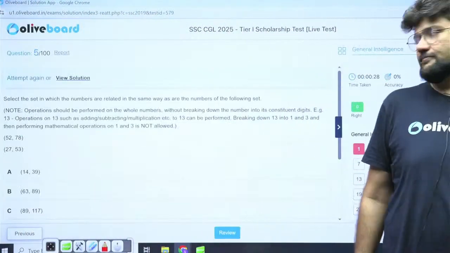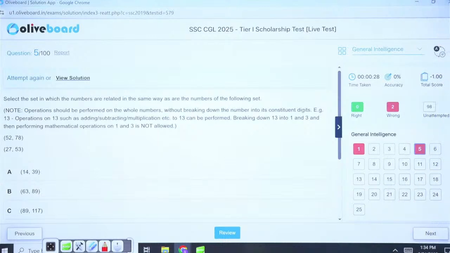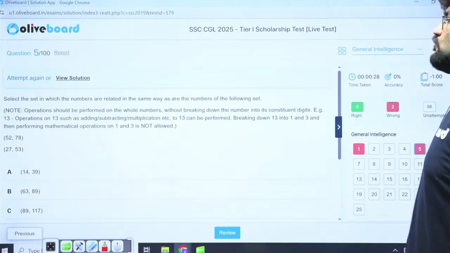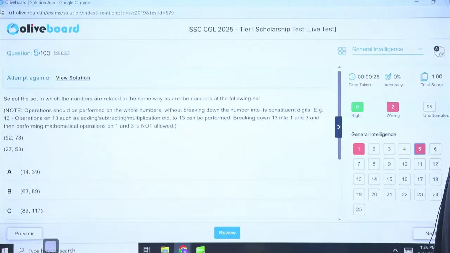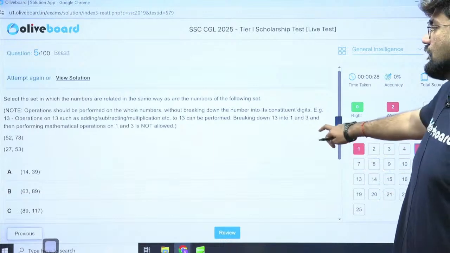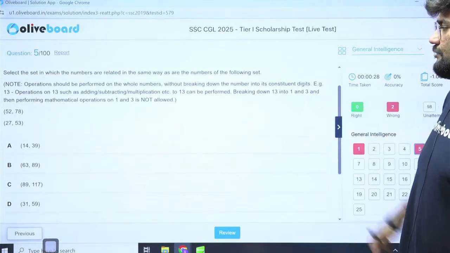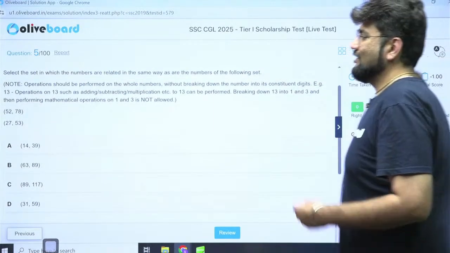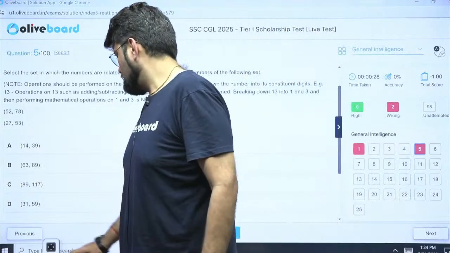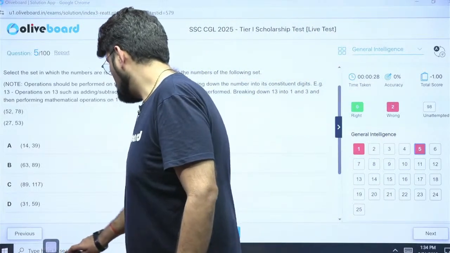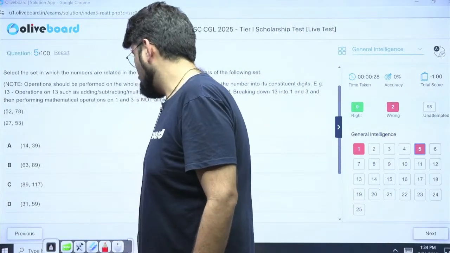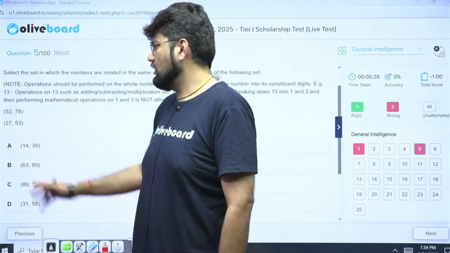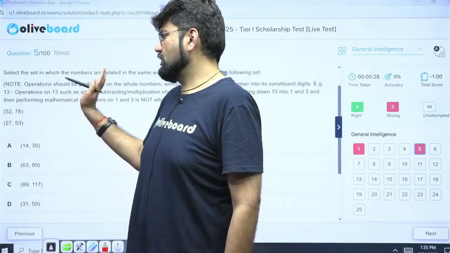Question number 5. 52, 78, 27, 53. Then what will be the correct answer? Now here the numbers are not very, there is not a very huge difference. There is no gap. There is nothing special which seems to be happening. And it is not digit based. So we don't even have to think about that.